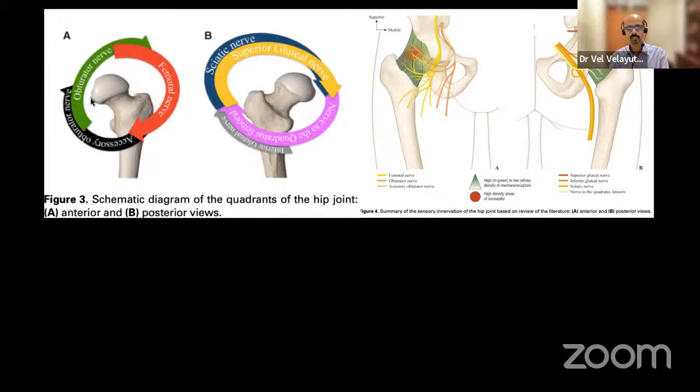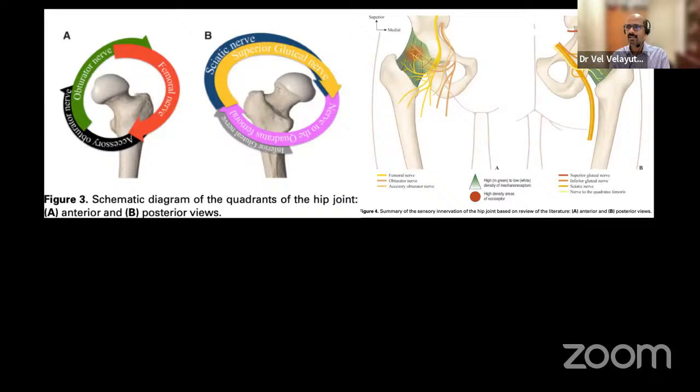If you look at the middle part here, where the green and red color is, the red bit is the nociceptor bit, the pain sensation bit. So in the front of the hip, right in the middle, is where most of the pain comes from, sort of superior lateral, I would have said. And that's contributed by all three nerves. So this is where most of the nociceptors are concentrated.